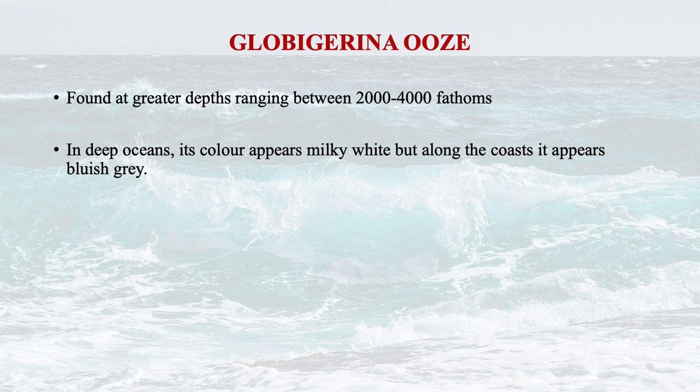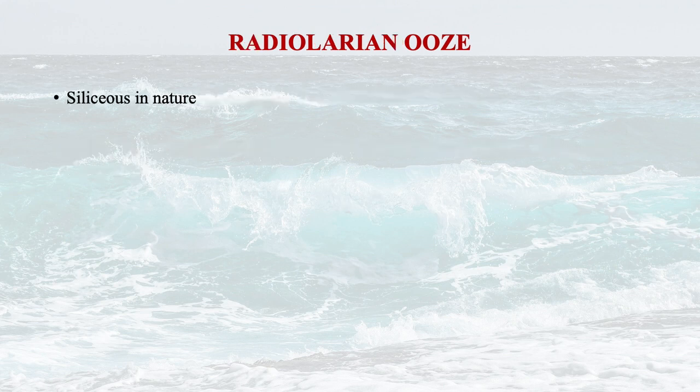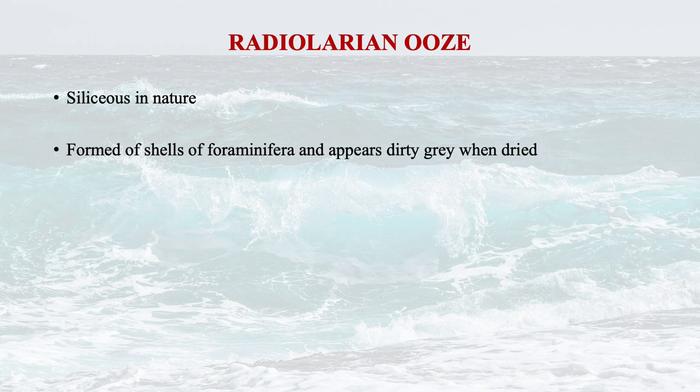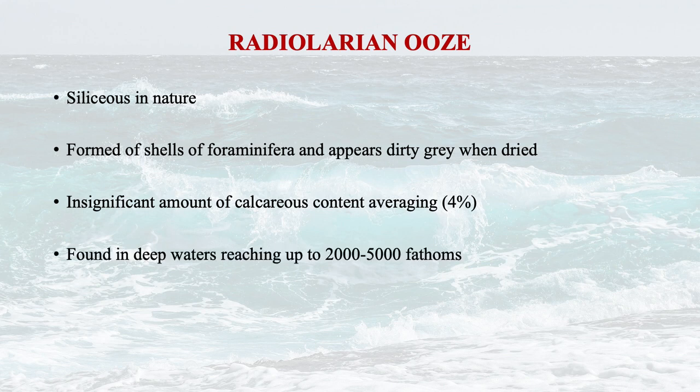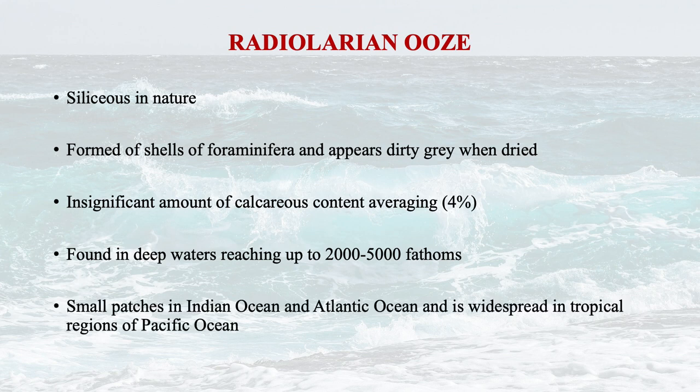Now coming on to radiolarian ooze, they are siliceous in nature and formed of shells of foraminifera and appear dirty gray when dried. Since they are siliceous, they have an insignificant amount of calcareous content, only of the order of about 4%, and they are found in deep waters reaching up to 2000 to 5000 fathoms, and small patches are found in Indian Ocean, Atlantic Ocean, and is widespread in tropical regions of Pacific Ocean.